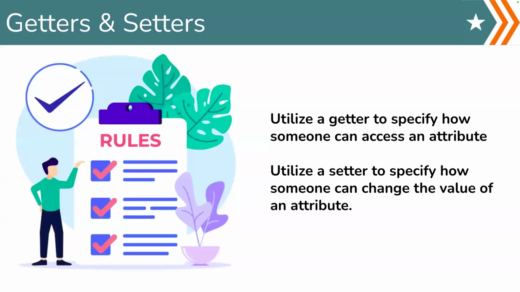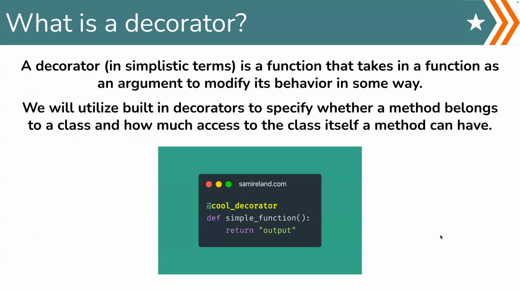All right. Now, for part two of our lecture, we're going to be talking about getters and setters. Now, what are getters and setters? Well, a getter is utilized to specify how someone can access an attribute, and a setter is utilized to specify how someone can change the value of an attribute. They're essentially rule sets where you want to make sure that specific conditions are met before properties that belong to a class are changed.